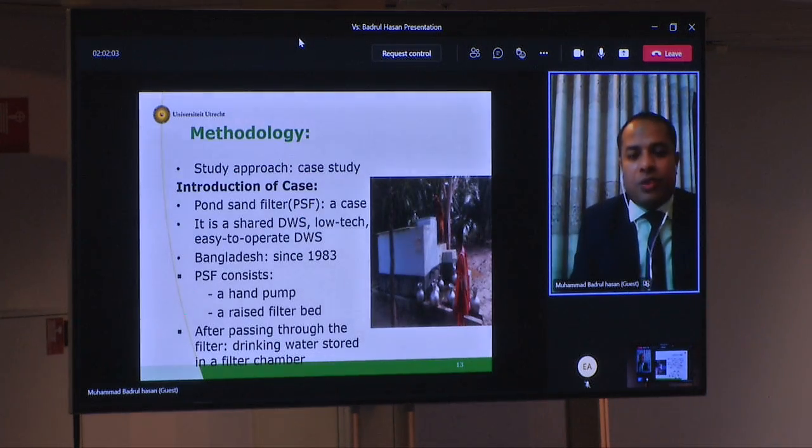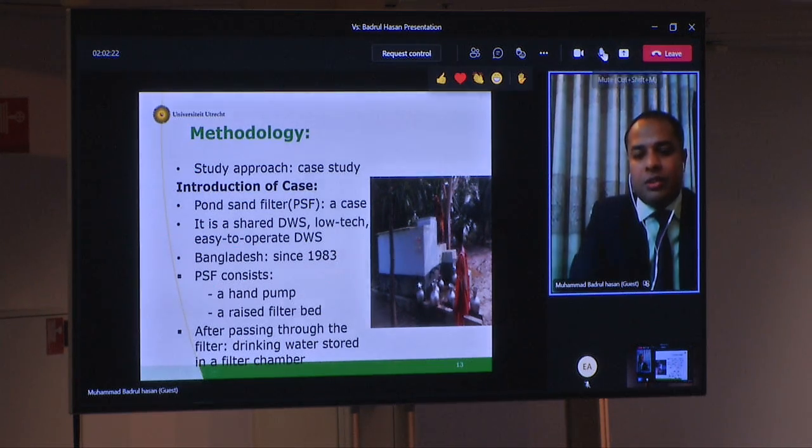Methodology. Of course, I have employed the case study approach in my study, and I have taken a pond sand filter as a case, which is a shared drinking water system being implemented in Bangladesh since 1983. So you can have a look at the picture. This is the pond sand filter system.